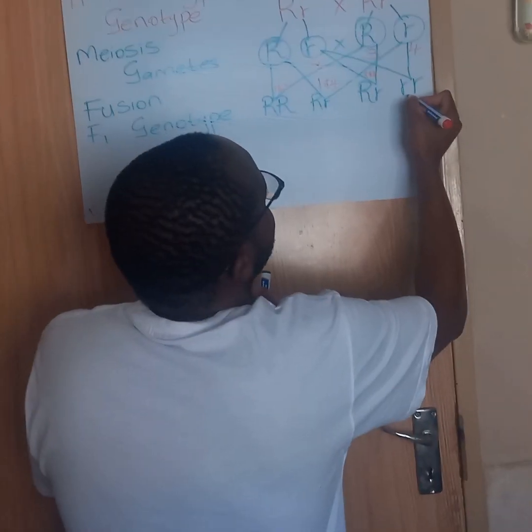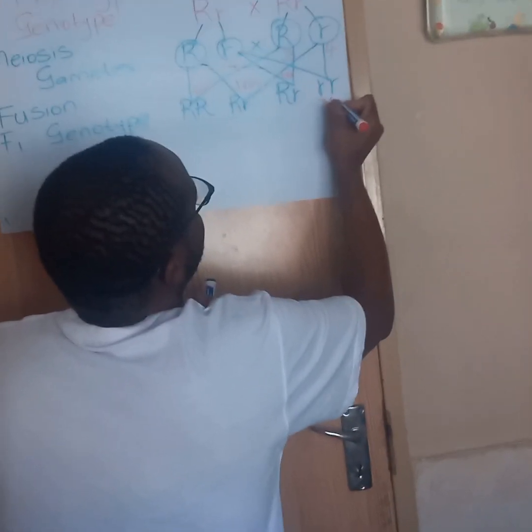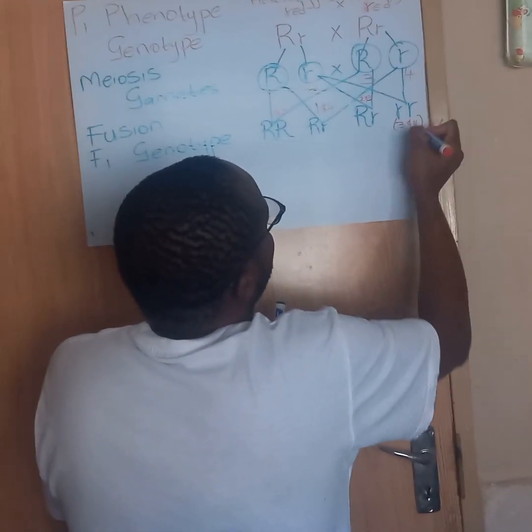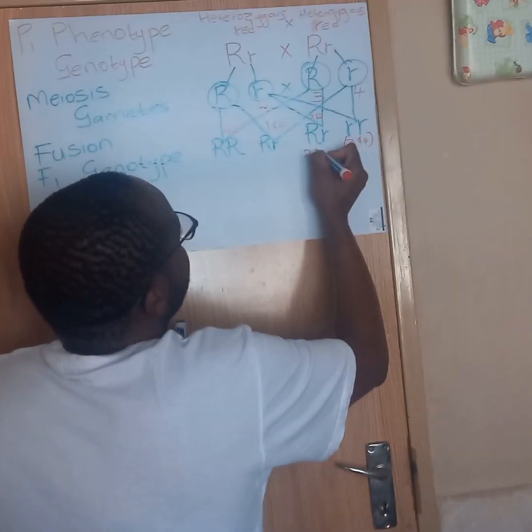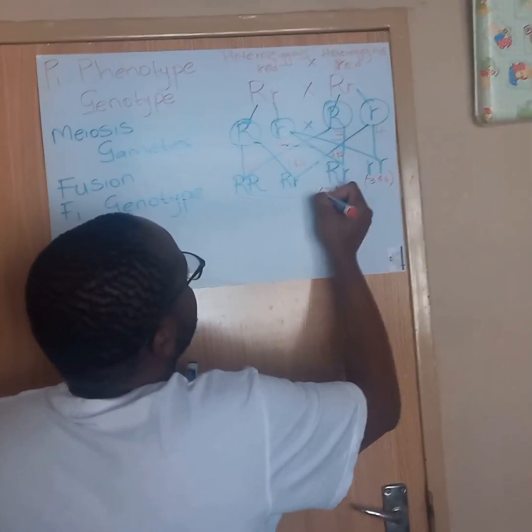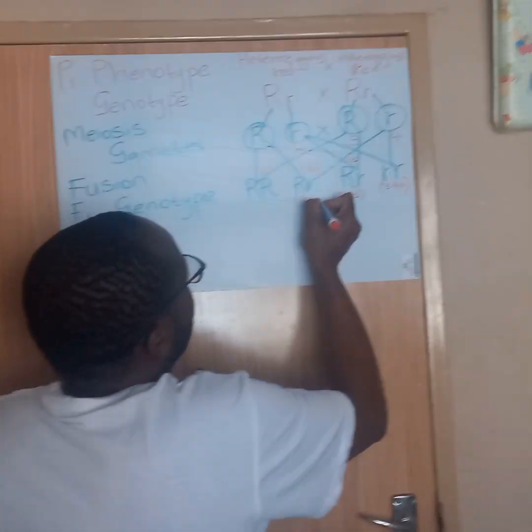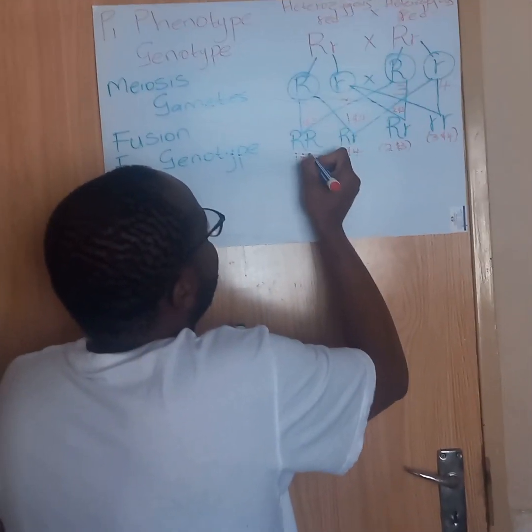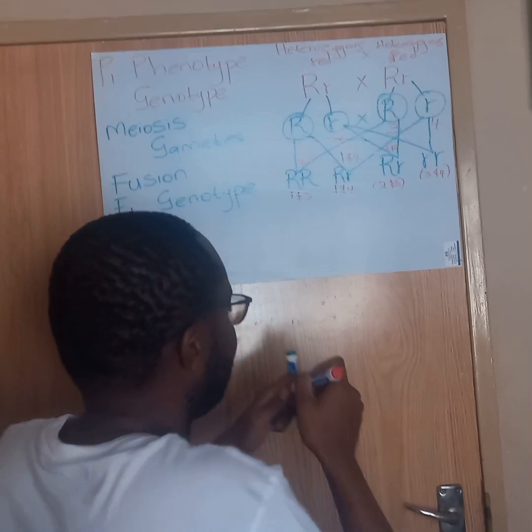Let me just indicate it here. This is between number 3 and number 4. I think you can see it easier here. This is 2 and 3. Then this one is 1 and 4. And then this one is 1 and 3. I think they are clearer here.